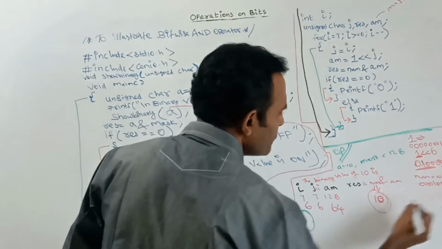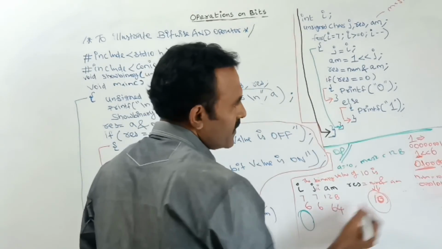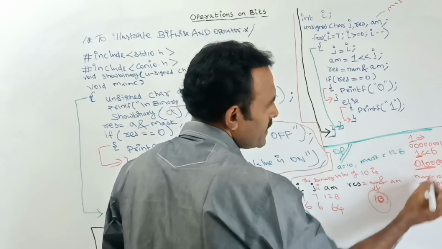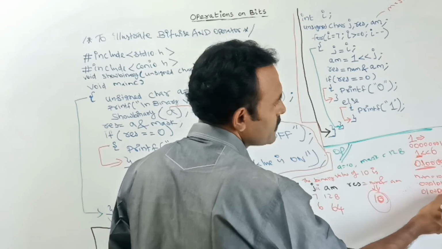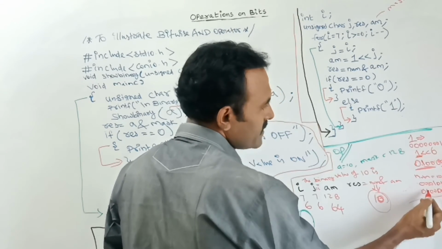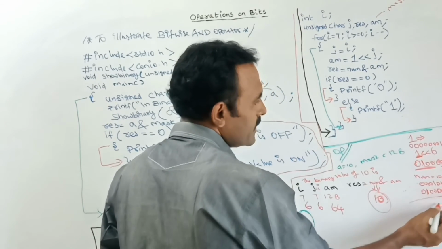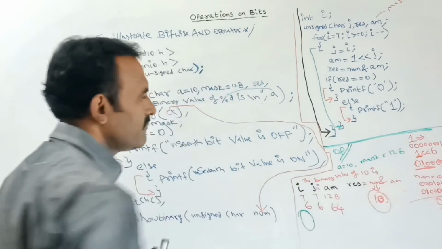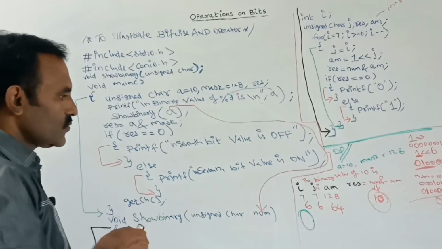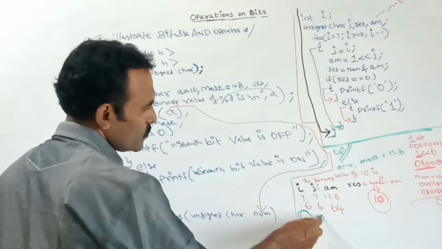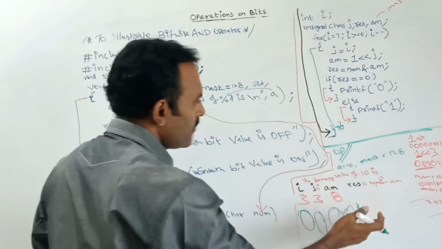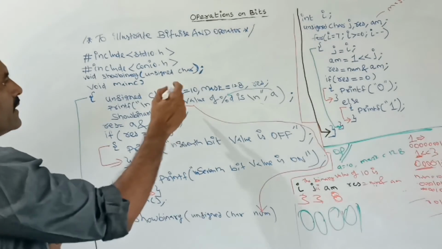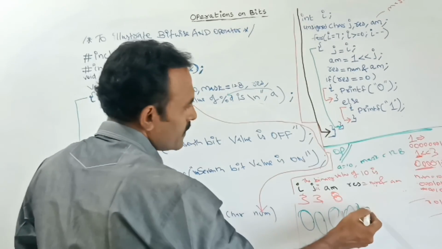Here I am ANDing this with which one? 64. This is the 64 binary value, that is 0, 1, 0, 0, 0, 0, 0, everything is 0 and only the 6th position is 1. If I am ANDing, the result will be stored as 0. So here the second 0 will be printed. In a similar way, the binary value of this A will be printed.